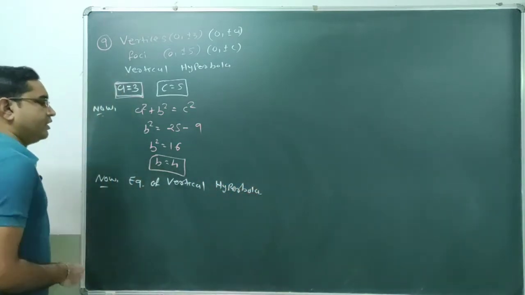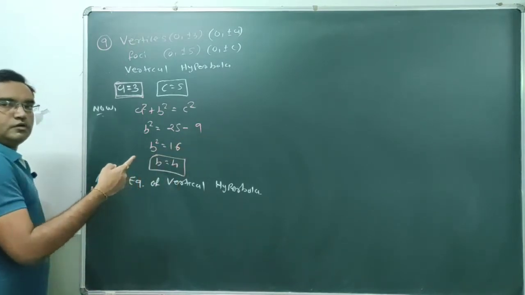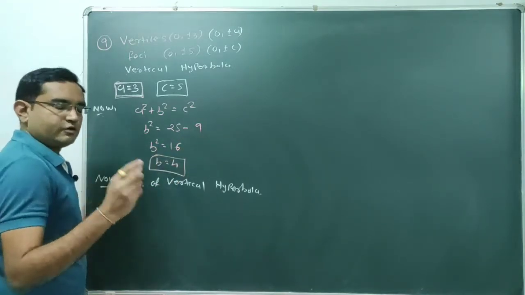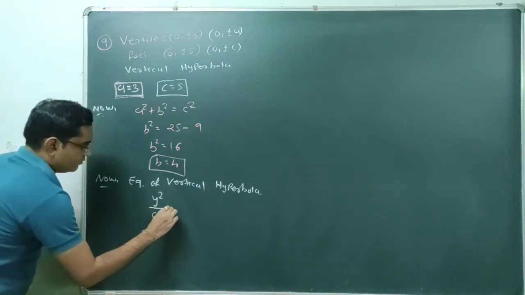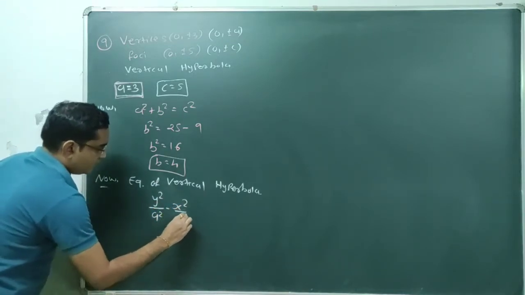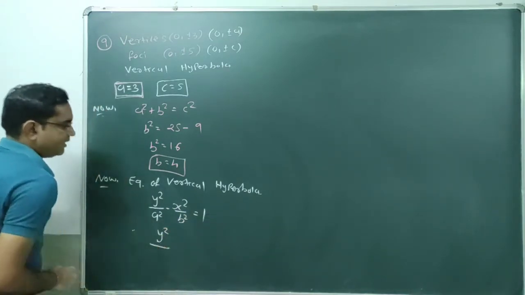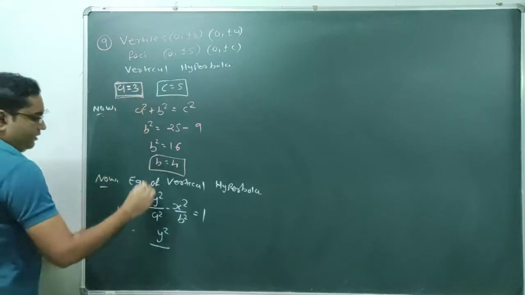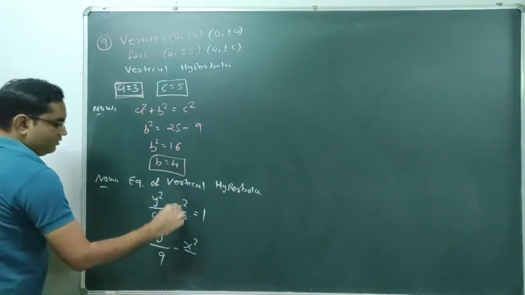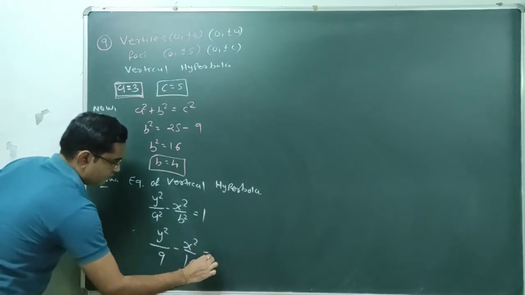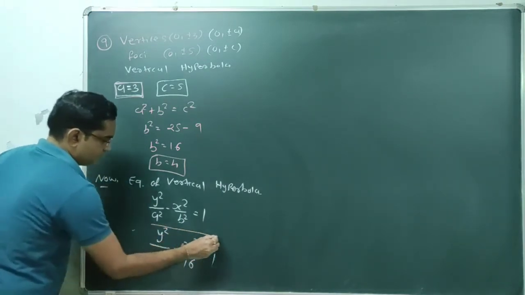So what is the equation of vertical hyperbola? Same as the previous one. Coefficient of y square will be positive. So it's y square upon a square minus x square by b square equal to 1. Therefore our answer is y square by a square, 3 square 9, minus x square by b square 16, equal to 1. Done? This is the answer.